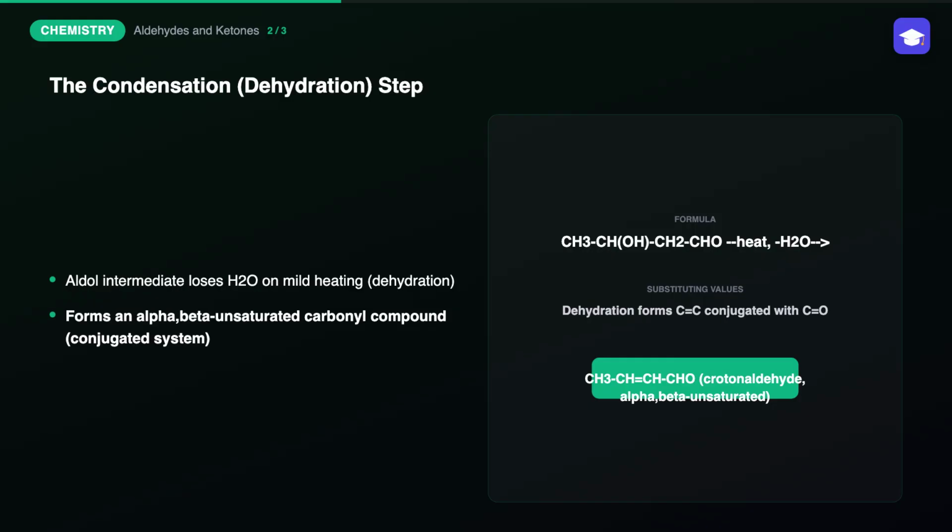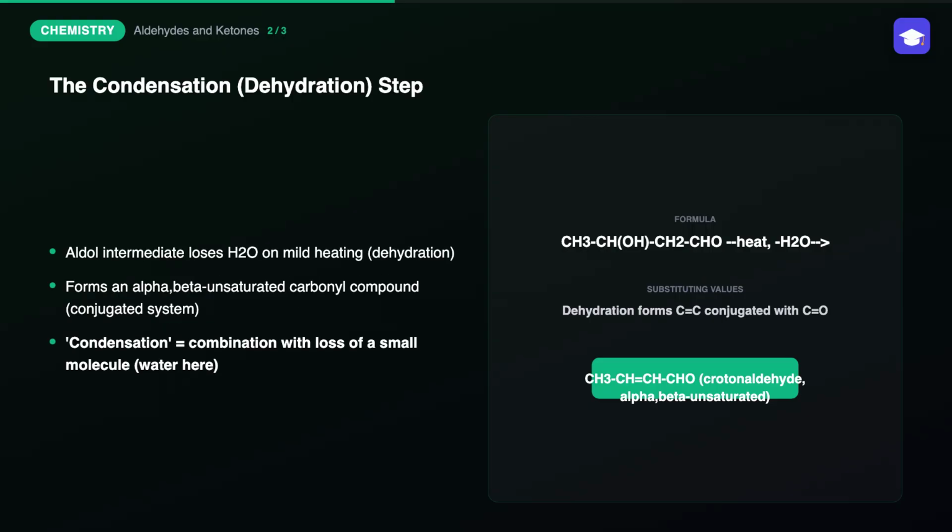Under the specific reaction conditions, mild heating in particular, this beta-hydroxycarbonyl compound readily loses a molecule of water in a dehydration step. This elimination is favored because it produces a new, genuinely conjugated system, an alpha, beta-unsaturated carbonyl compound where the newly formed carbon-carbon double bond sits directly next to the existing carbonyl group.